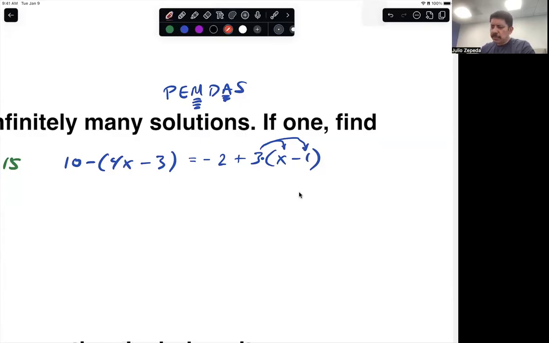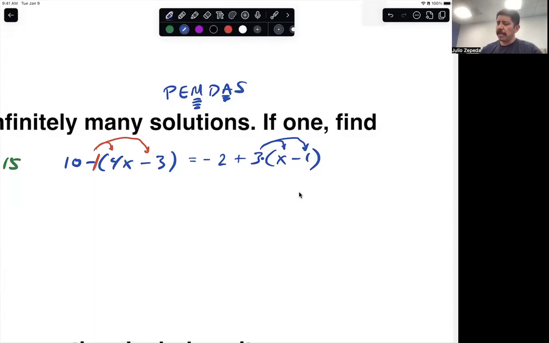Also, another mistake that students commonly make is this 10 with a minus sign, or just the 10, will often get distributed into these parentheses. That is also incorrect. You can think of this minus next to the parentheses as a minus 1, and we will distribute that negative 1 into the set of parentheses. Okay. Because if we're subtracting 4x minus 3, then that means you're subtracting 4x and you're subtracting a negative 3, which is really just like adding 3.